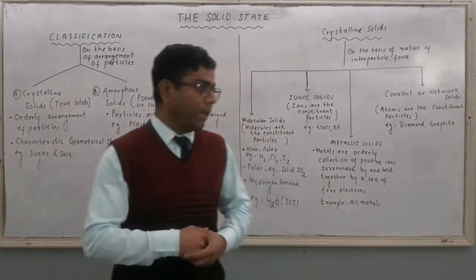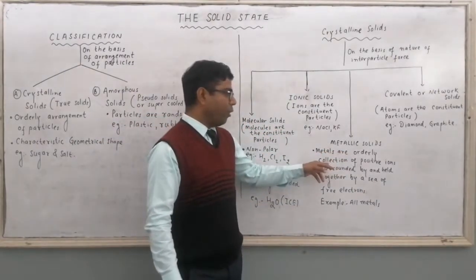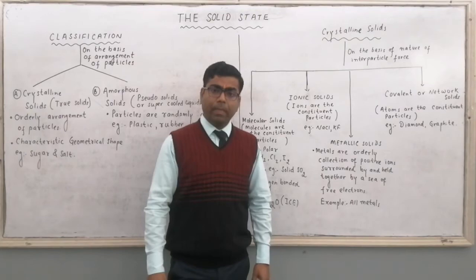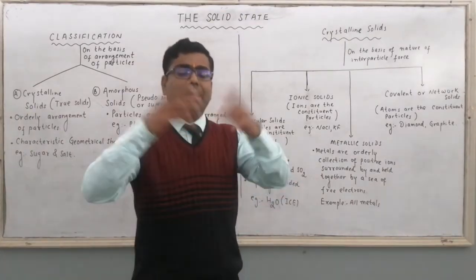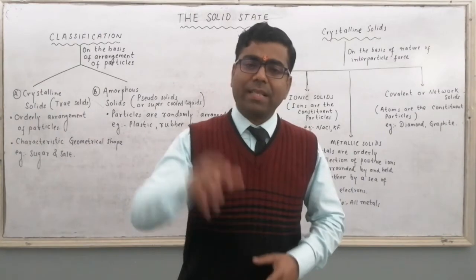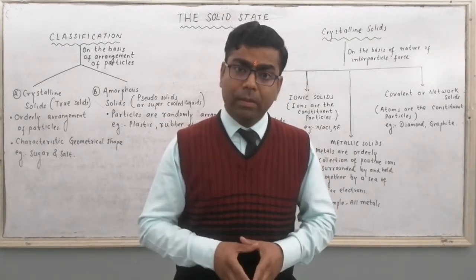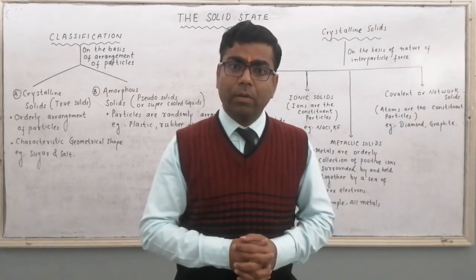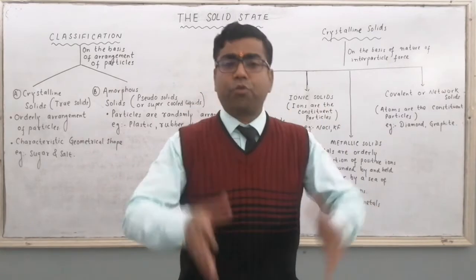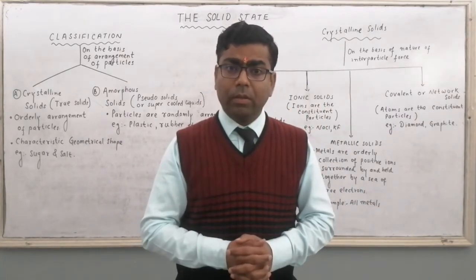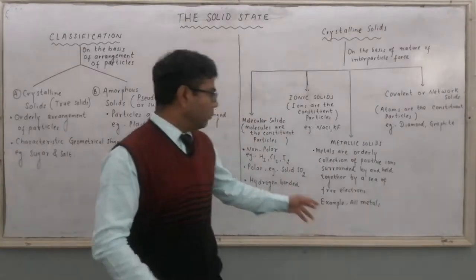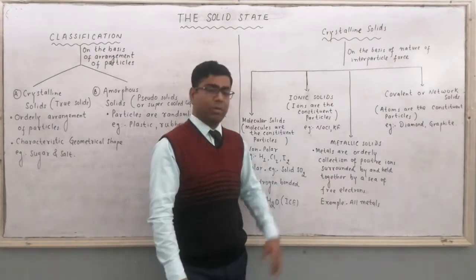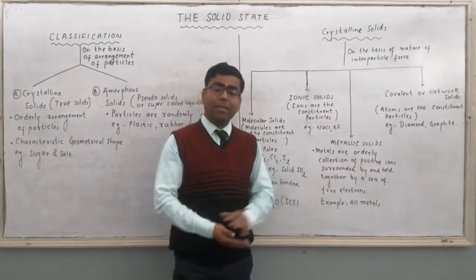What about the particles? What about the arrangement? Metals are an orderly collection of positive ions surrounded by and held together by a sea of free electrons. All the metallic atoms lose their valence electrons and get converted to a positive core, which is called kernel. And the electrons lost from the metallic atoms form clouds of electrons, which is called sea of electrons. Example: all the metals.